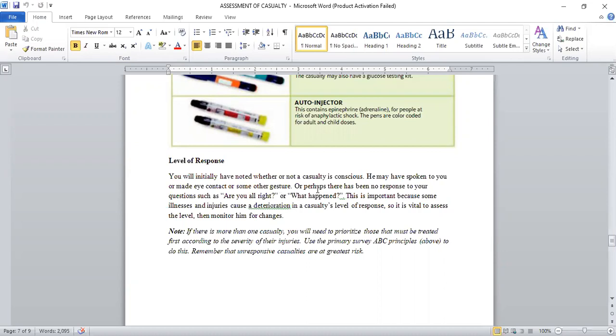But if a person is able to make eye contact, they can explain something to you through their eyes, or maybe they can use their hands if they are able to do so.